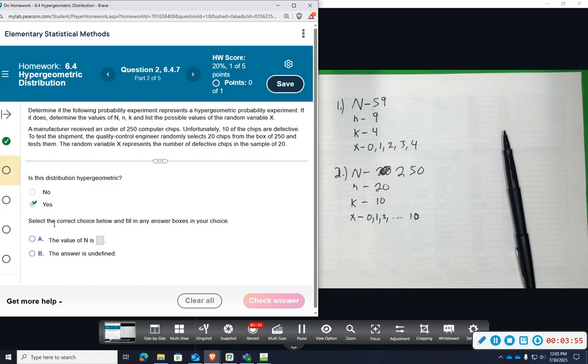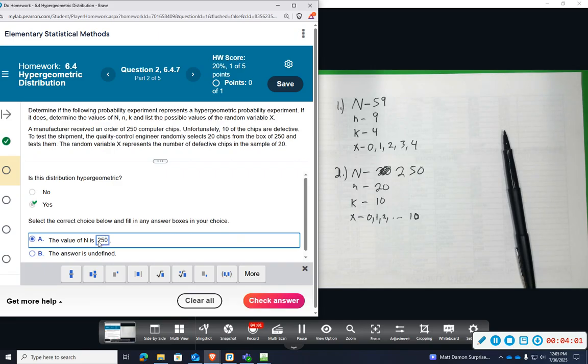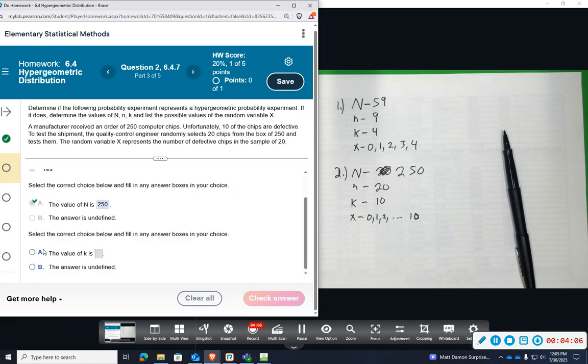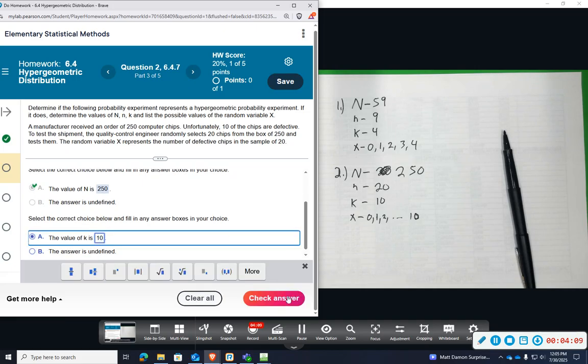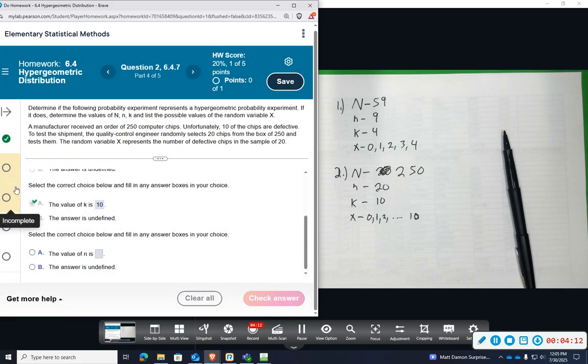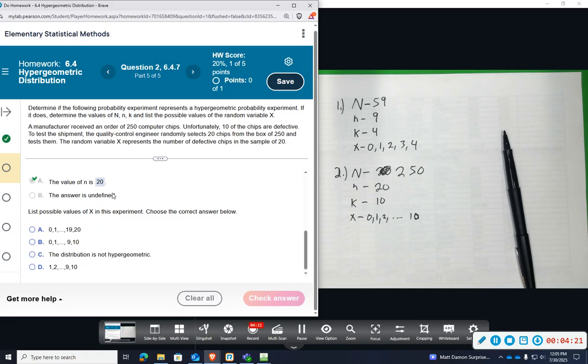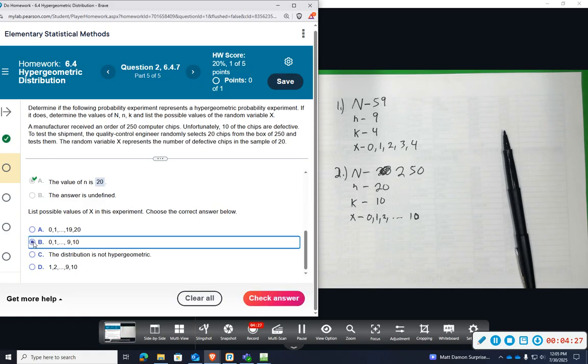It says select the correct choice. The value of n is, and we're going to put 250. Select the correct choice, the value of k. So there's 10 defective that are in the special group. The value of smaller n, the sample size would be 20. And then the possible values of x would be from 0 to 10. So be careful that 1 to 10 looks like it almost wants you to jump at that, but remember you could possibly identify 0 that don't work.